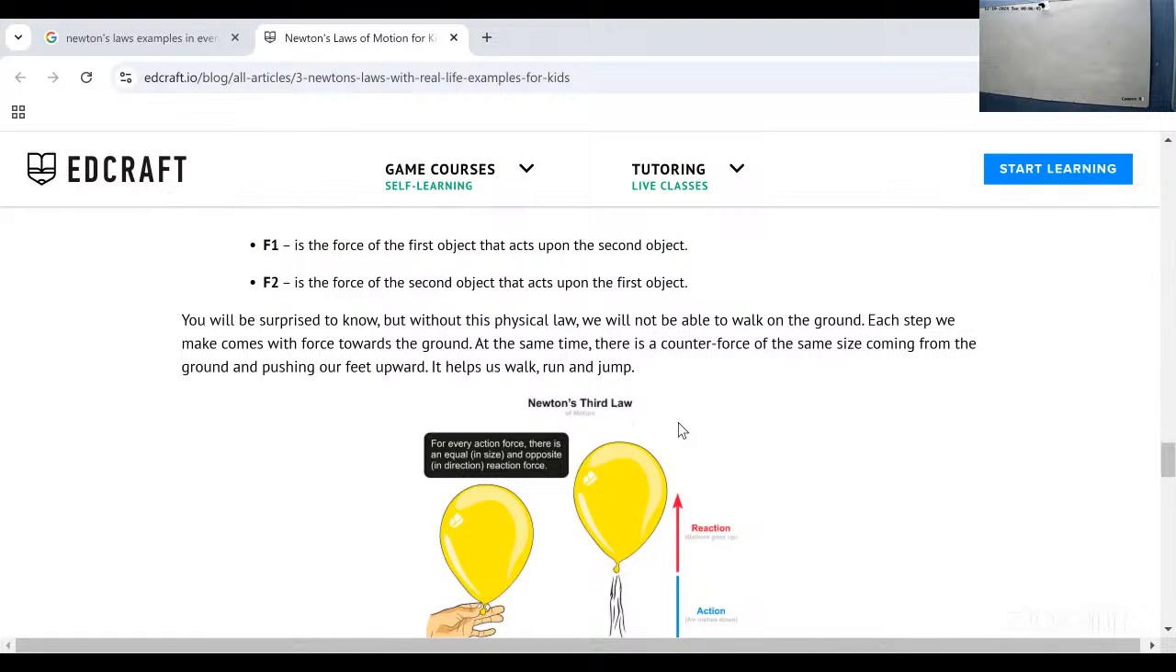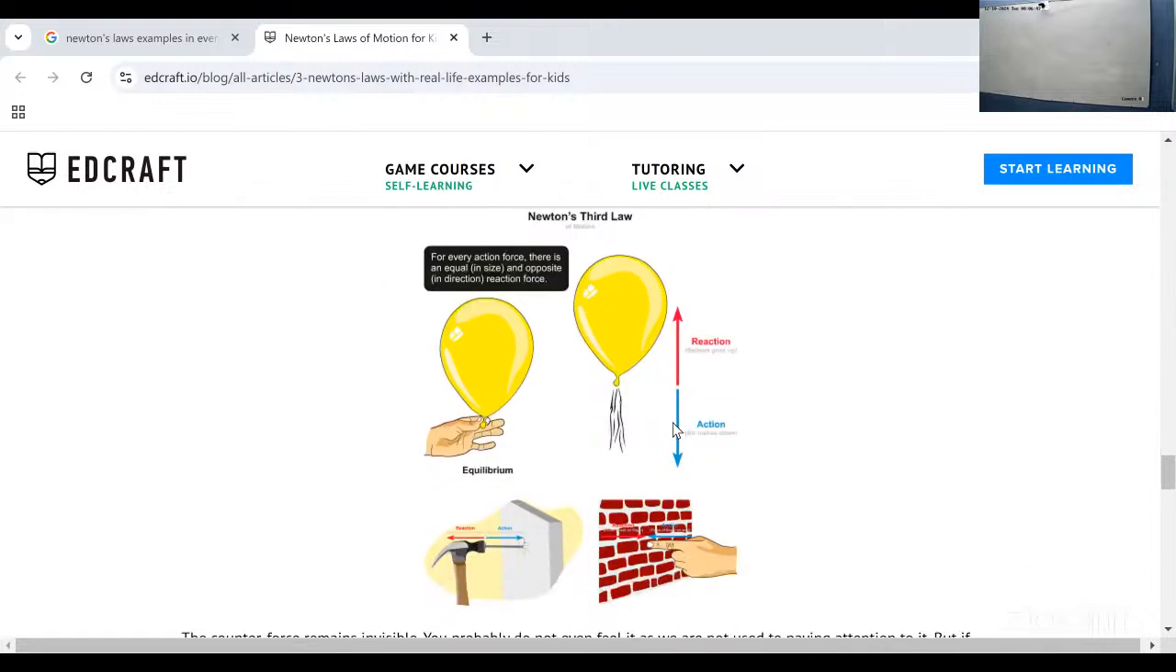And Newton's third law, right? See that here? Downward force applied by the air coming out equals upward force applied onto the balloon, and the balloon will go. But of course, if the air is coming out in all different directions, the balloon will move in all different directions.